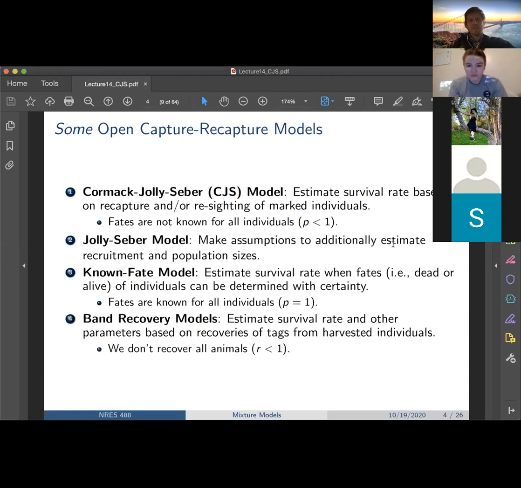And then band recovery models are used to estimate survival rates when we put bands on animals and then those bands are returned from dead animals. These are most widely used in waterfowl for setting waterfowl harvest regulations. So people go out every year and band lots of ducks and geese. And then after a hunter harvests those ducks or geese, they report those bands to the Bird Banding Laboratory. And then they have a big database of all the bands that have been put out. And then when you get birds that are harvested, you can estimate survival rates.